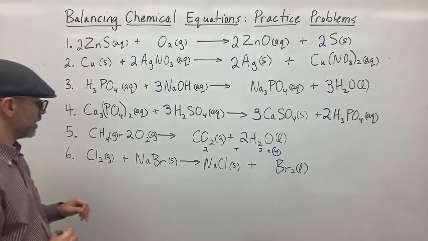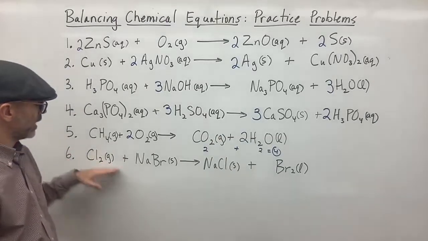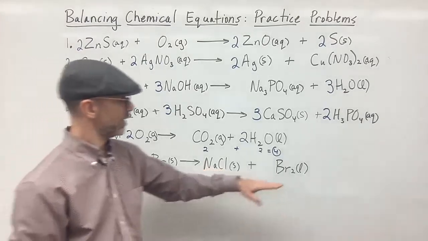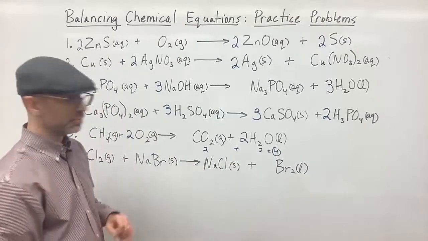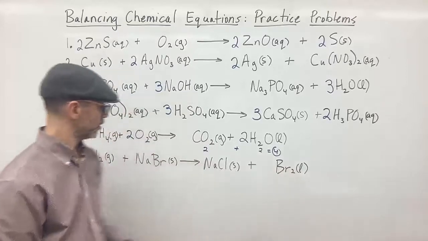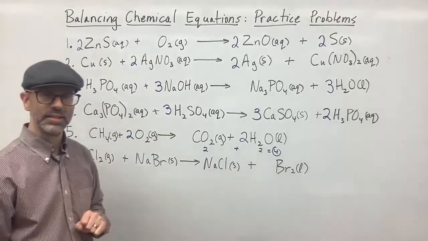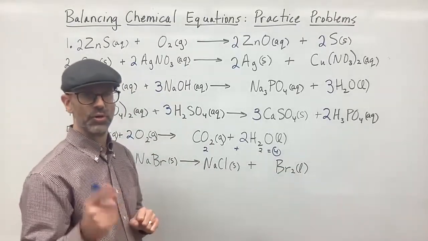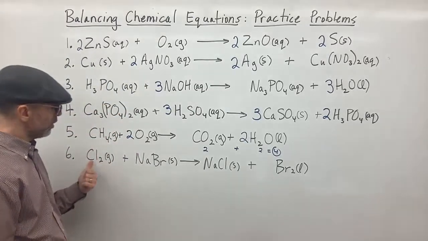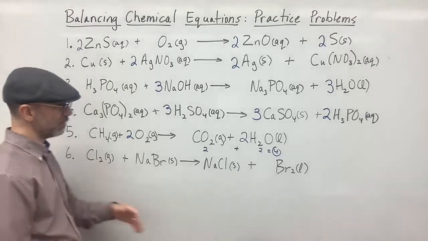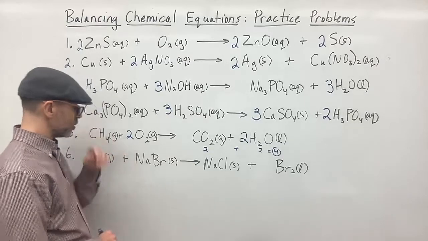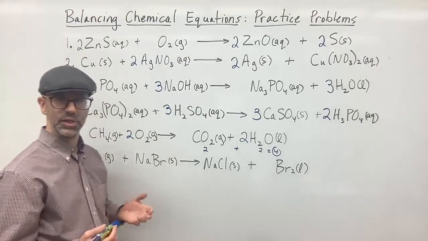And finally, number 6. So I have chlorine reacting with sodium bromide. That's going to produce sodium chloride and bromine. So again, notice that I have bromine as a diatomic molecule. I have chlorine as a diatomic molecule. So that is important to remember. Since chlorine is by itself and I have bromine by itself, I can save those to last. Which one I save for last doesn't really matter.